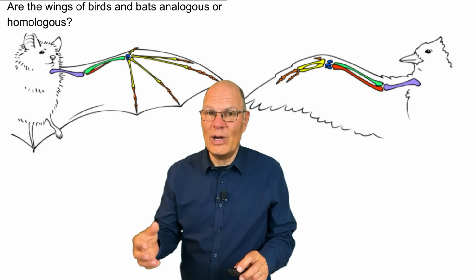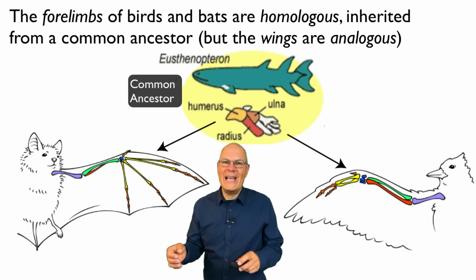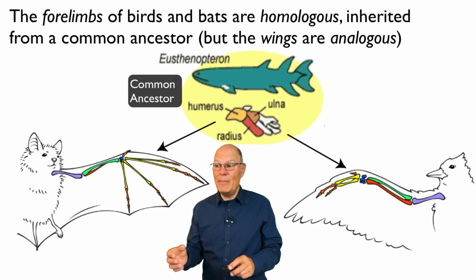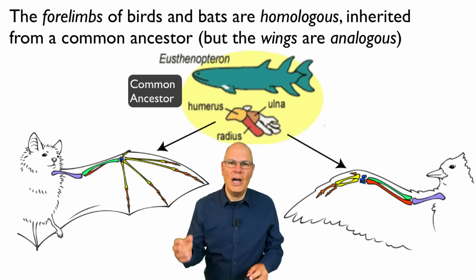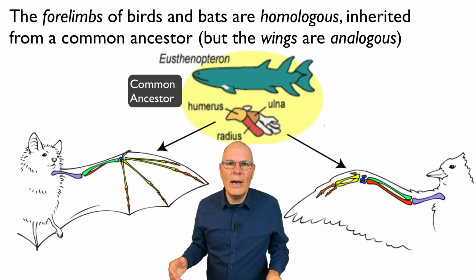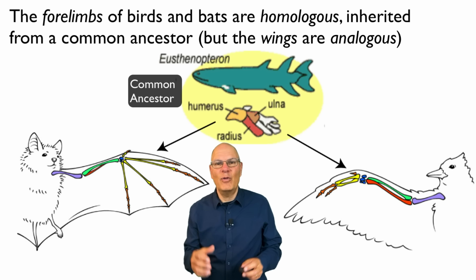But if you look at this question a little bit differently, you get a different answer. The forelimbs of birds and bats are homologous. They're the same bones inherited from a common ancestor. So another example of why on the AP Bio exam or in your AP Bio course, you need to carefully read the prompt and think before you answer.